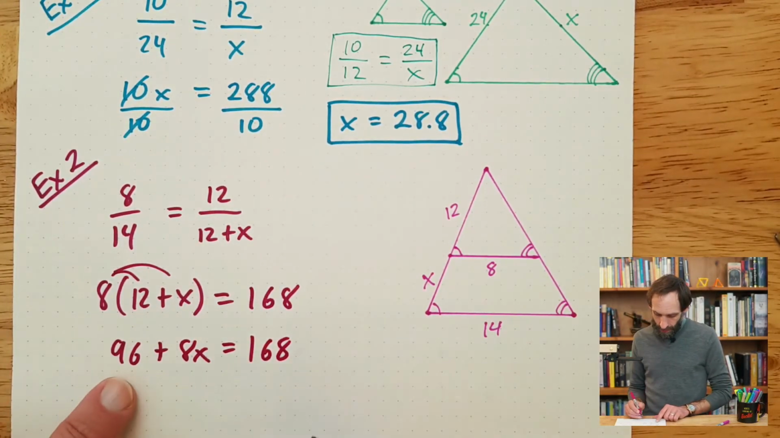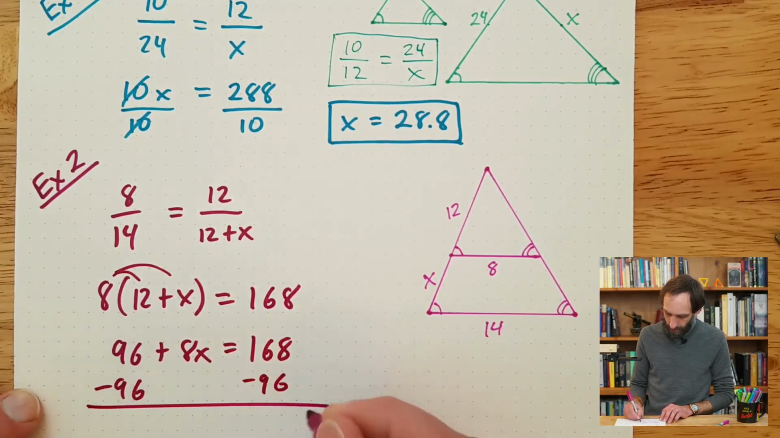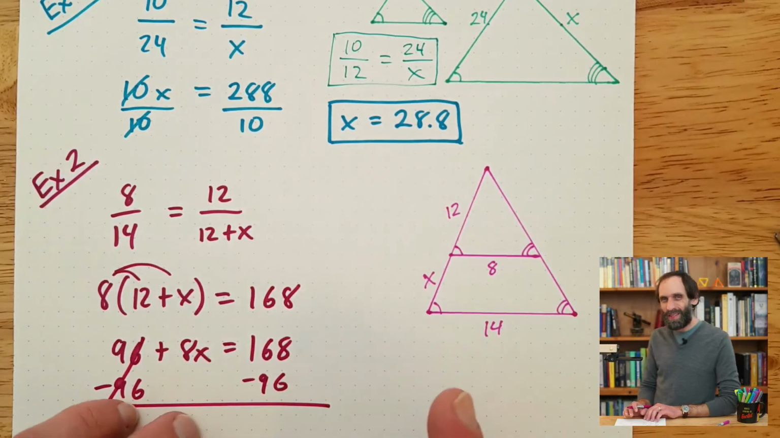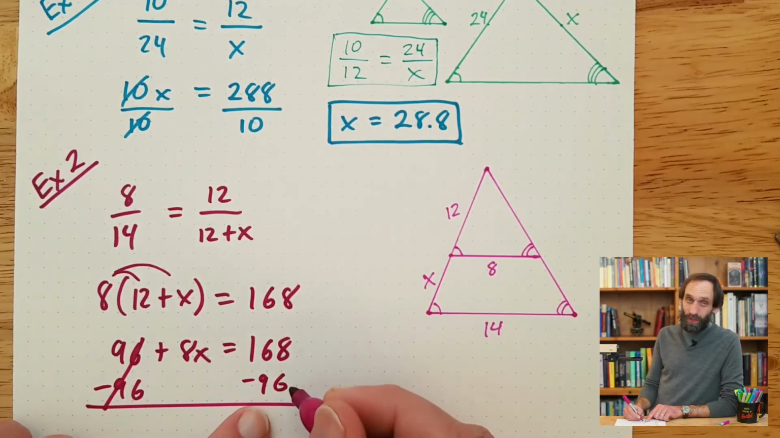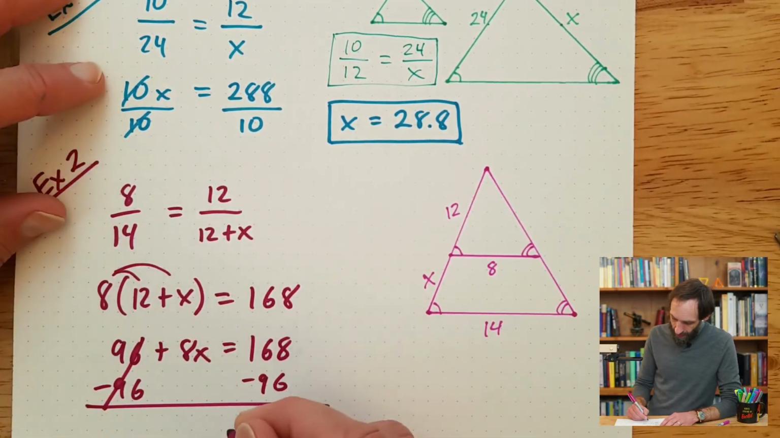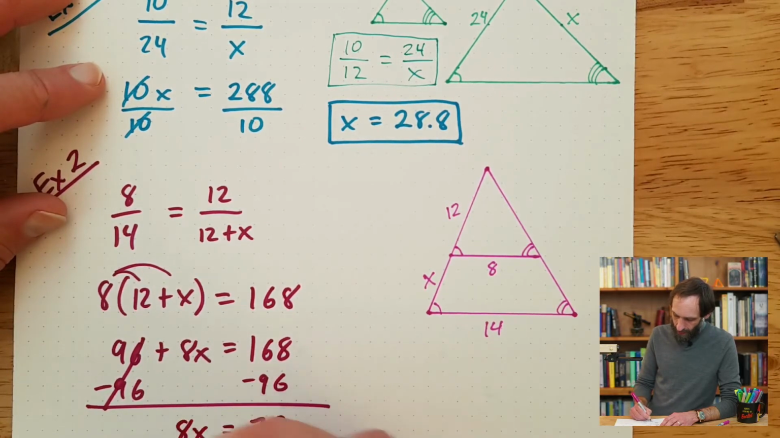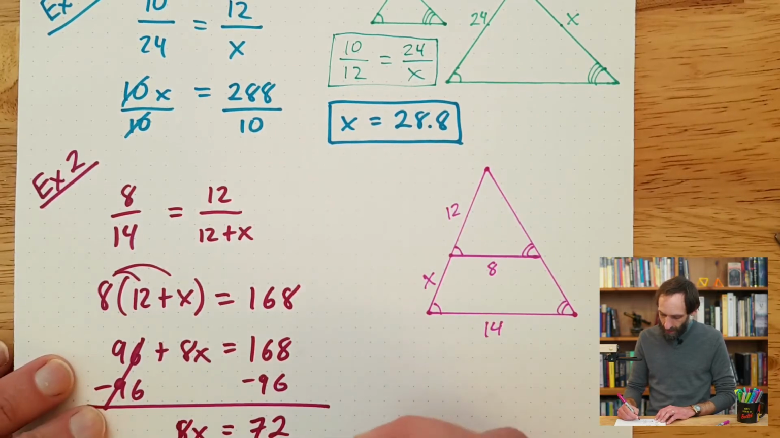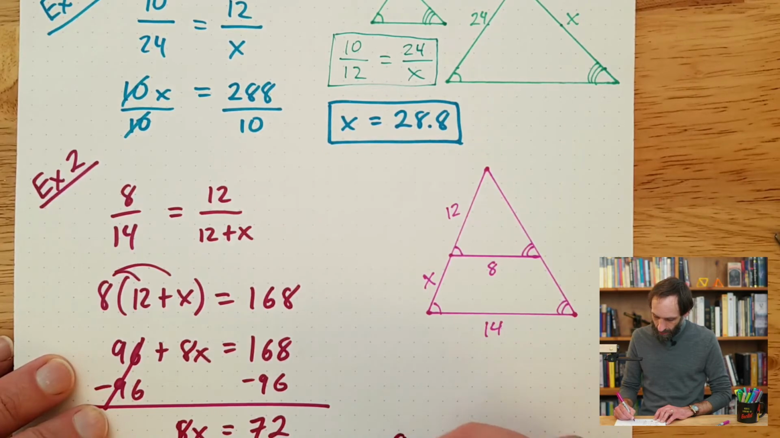Okay, now I can subtract 96 from both sides. These cross out. Now, 168 minus 96 is pretty close to 168 minus 100, which would be 68. But 4 less than that, which means that the answer is going to be 4 more than 68, so 72. And then we have 8x on the other side. Dividing both sides by 8 gives us the result that x is equal to 9.